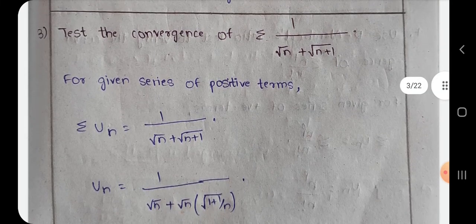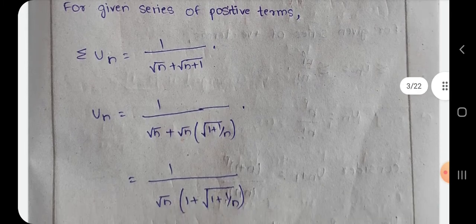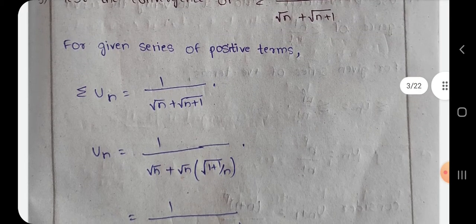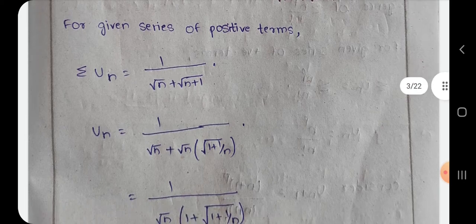Third problem, here it is given. So instead of doing it in this model, my sincere suggestion is that you better apply the rationalization process. Rationalization means you are just multiplying with root n minus root n plus 1.